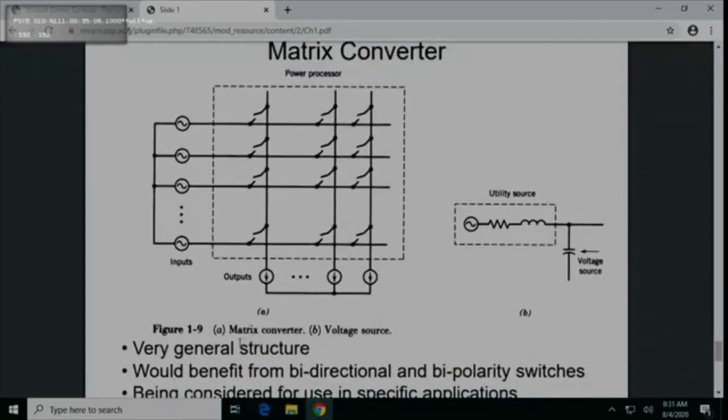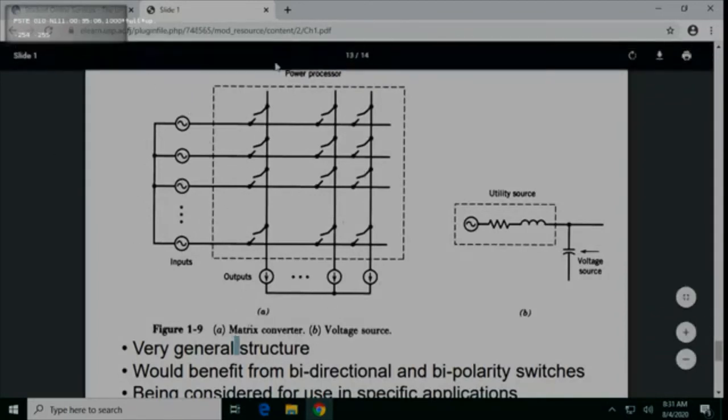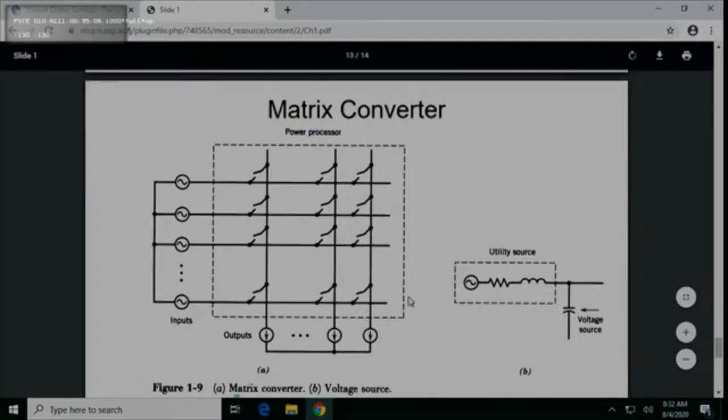You see, matrix converter, this is the power processor, the utility supply, and this is where the voltage source was stored, just like a capacitor. This is the utility supply, this was the voltage source. But we rather use a capacitor than a matrix converter. It's too complicated.